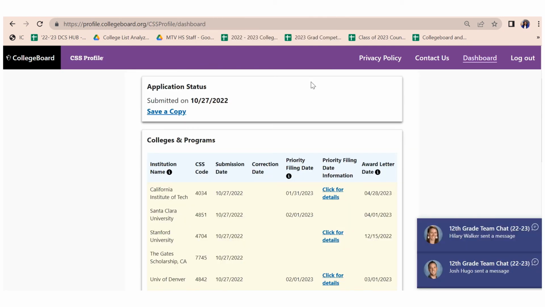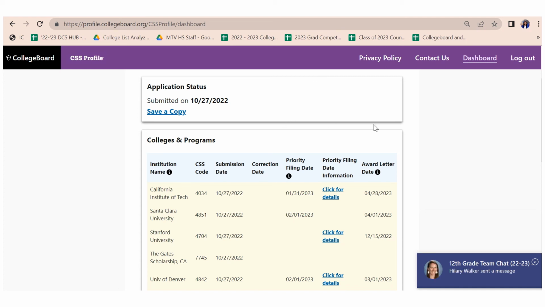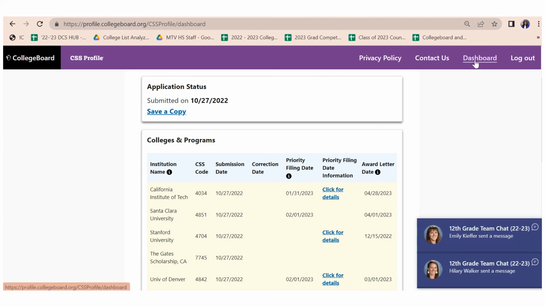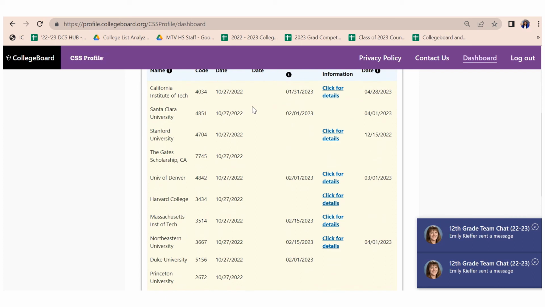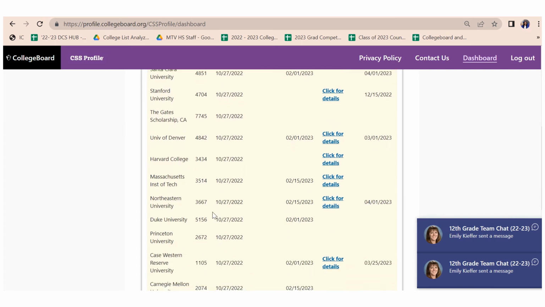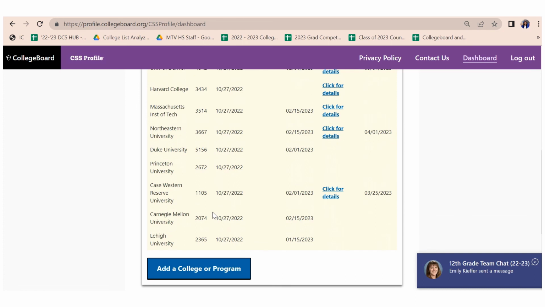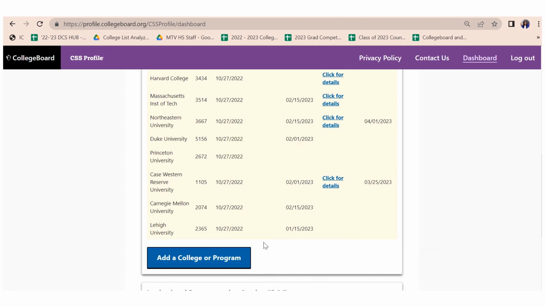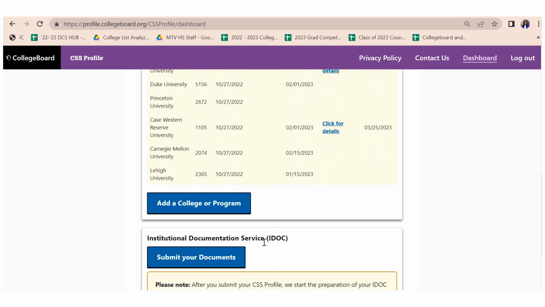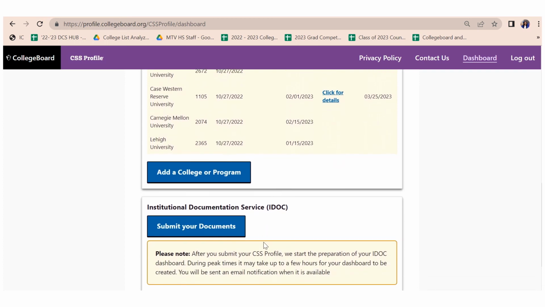Okay, so once you have submitted, you will, on your student's dashboard in the CSS profile, see this. Application status, it will show that it has been submitted. Definitely save a copy. And then you will scroll down and see all of the schools that your student has submitted this to. Again, it's going to be primarily private institutions, and if you need to send to more schools at a later date, you can always click to add a college or program. But then you're going to see this now on the student's dashboard. Submit your documents to iDoc.